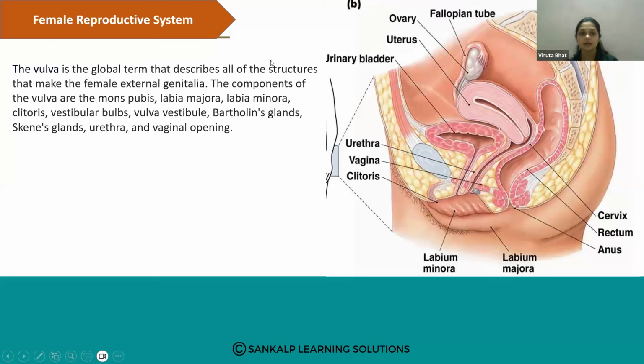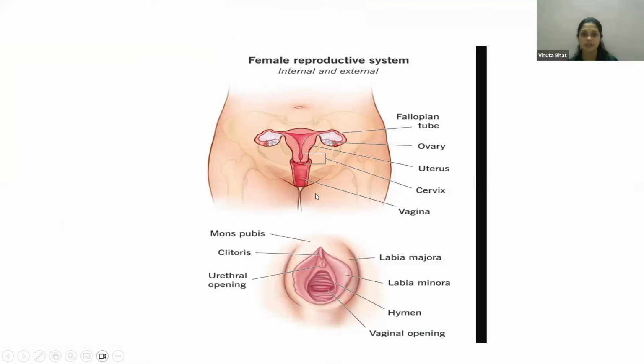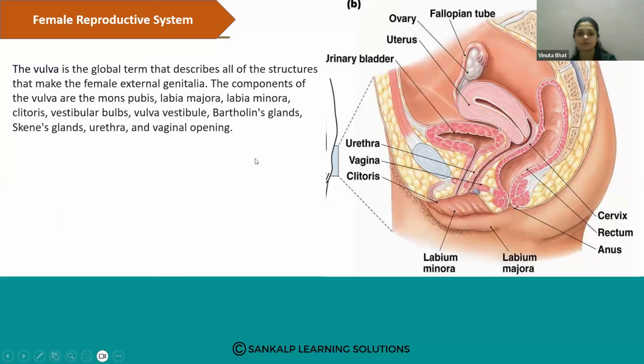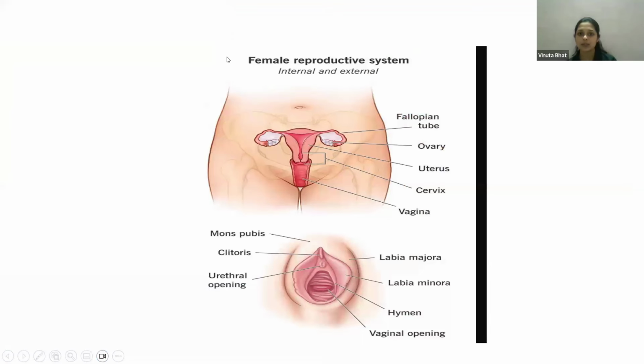Here, the female external genitalia: the vulva is the global term that describes the structure that makes the female external genitalia. So the female external genitalia that you can see here. So this is the female external genitalia here. It is called the vulva, and it consists of mons pubis, labia majora, labia minora, clitoris and vestibular bulbs, vulval vestibule, Bartholin's glands and Skene's glands, urethra and the vaginal opening. Here you can see the labia majora.